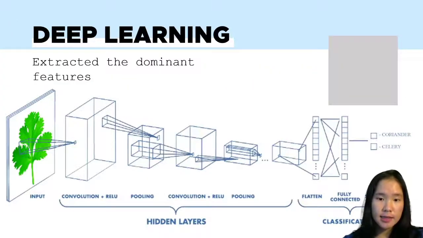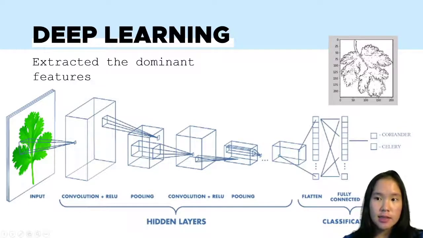The method is deep learning. This image shows how it works. First of all, convolution, where we take only the most important and dominant features. For example, this is an edge detection, followed by ReLU, pooling, and so on, and then divided into 2 classes, coriander and celery.